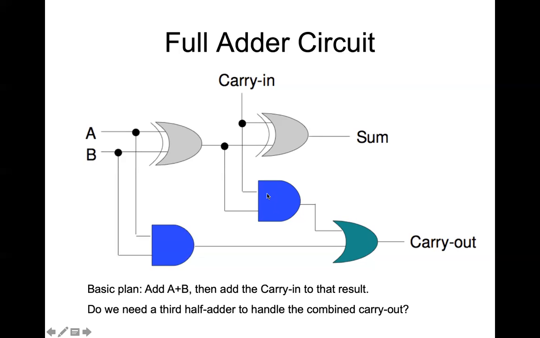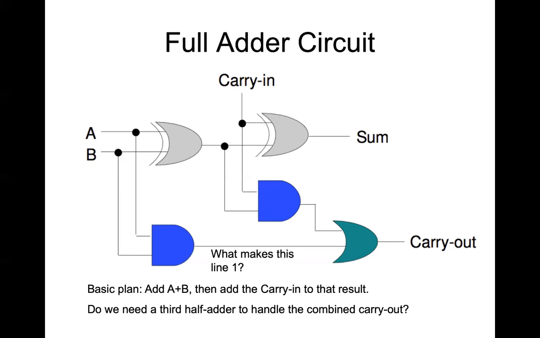Then the carry bits from the 2 half adders we're going to combine, and this might be surprising, with an OR gate. Naively, what you might think is that we'd need a third half adder to add the 2 carries out of the original addition and the second addition. What I'm showing you is that we don't need that. We can just do this with an OR gate. And I want to try to explain to you why right now.